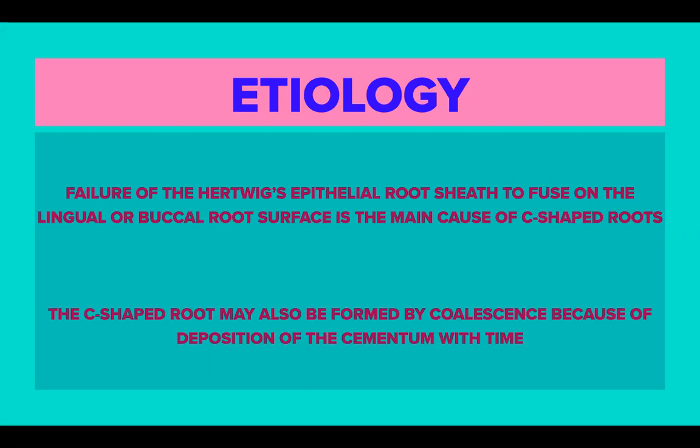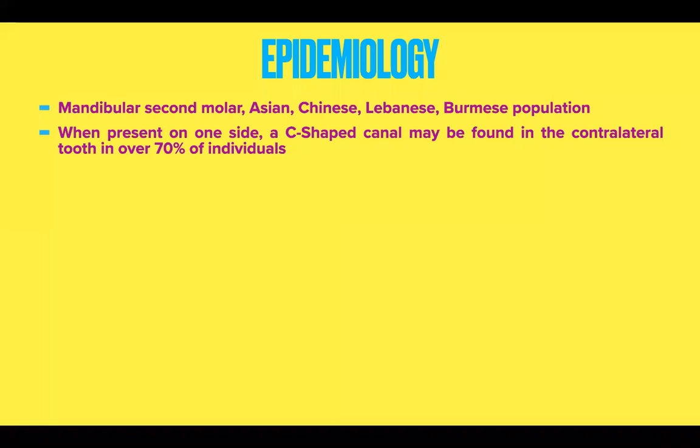The etiology of C-shaped canal is related to the failure of Hertwig epithelial root sheath to fuse on the lingual or buccal root surface, which is the main cause of C-shaped root. Few literature suggests that the C-shaped root may also be formed by coalescence because of deposition of the cementum with time. What does the epidemiology say?